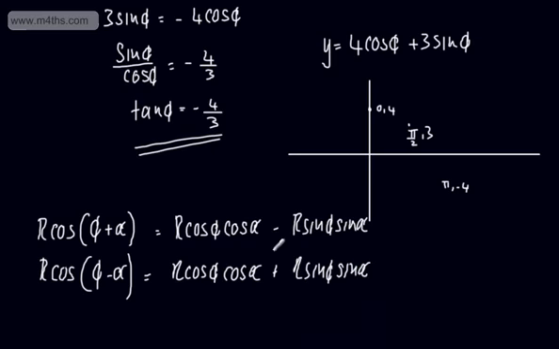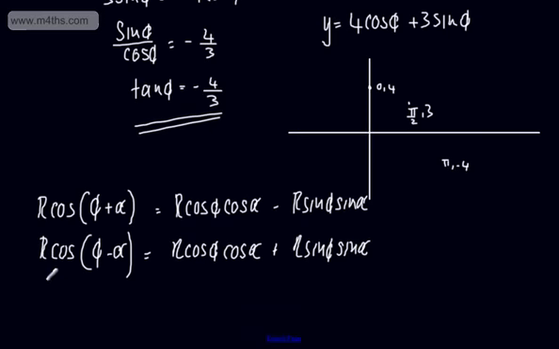If we take the sine function, we've got r sine of theta plus alpha.